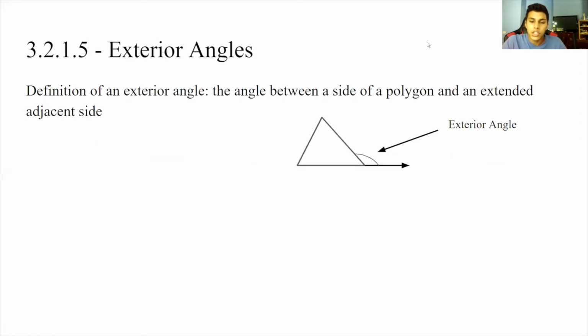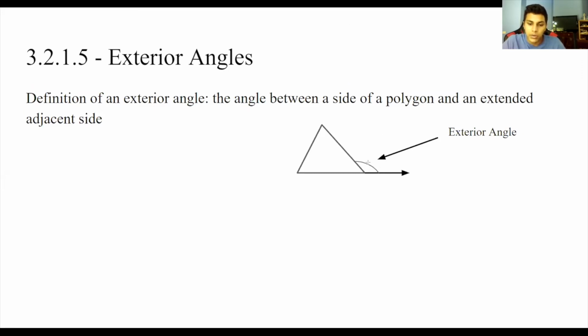And the last thing we need to talk about today is exterior angles. So an exterior angle is defined as the angle between a side of a polygon and an extended adjacent side. And right here, I have an example of an exterior angle. So this is an exterior angle because it's between a side of a polygon, which is this side, and an extended adjacent side. Now, what extended adjacent side means is if you take a side of a polygon, so I'll use this side as an example, and you just extend it after it meets the next side, like this, if you just extend it on, that's what you call an extended adjacent side.